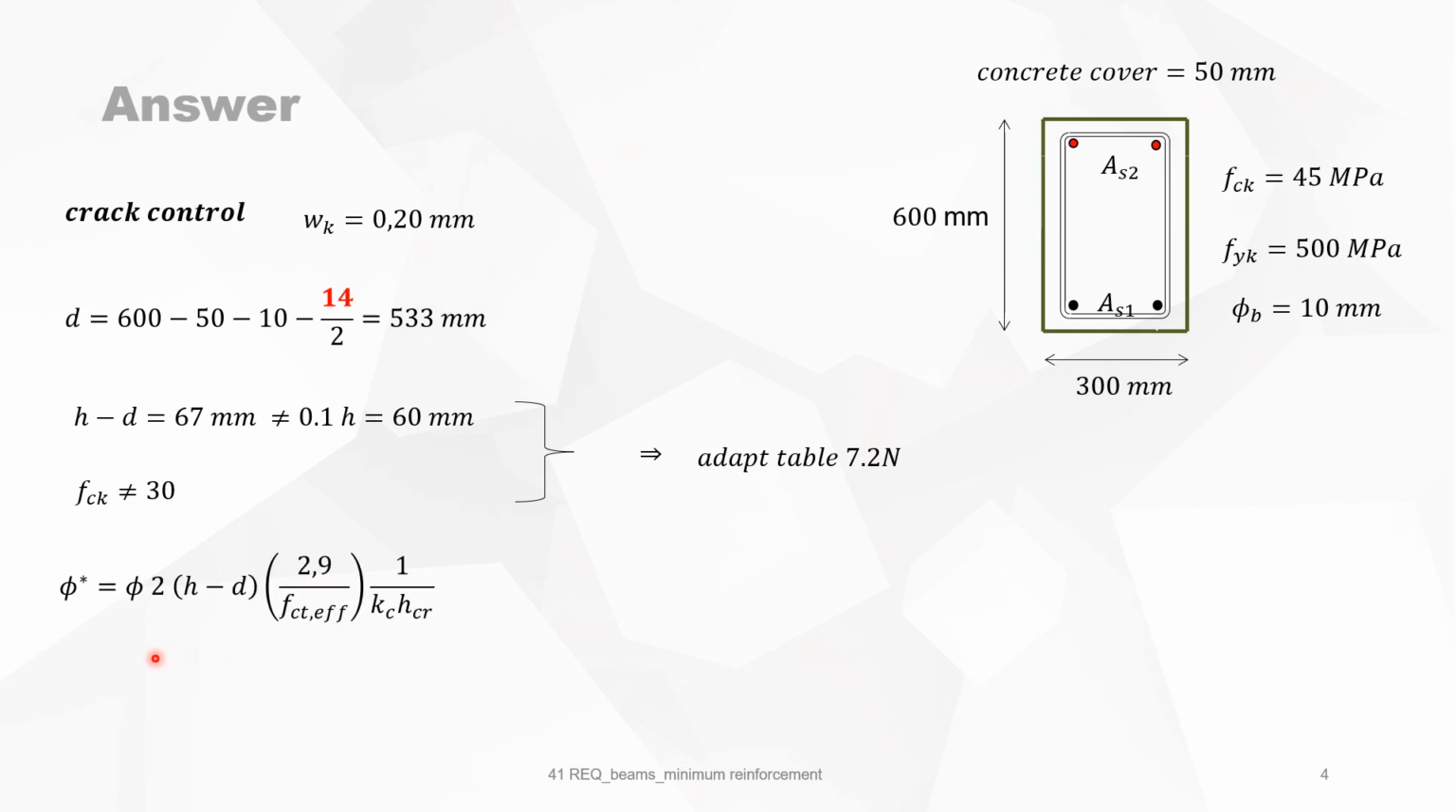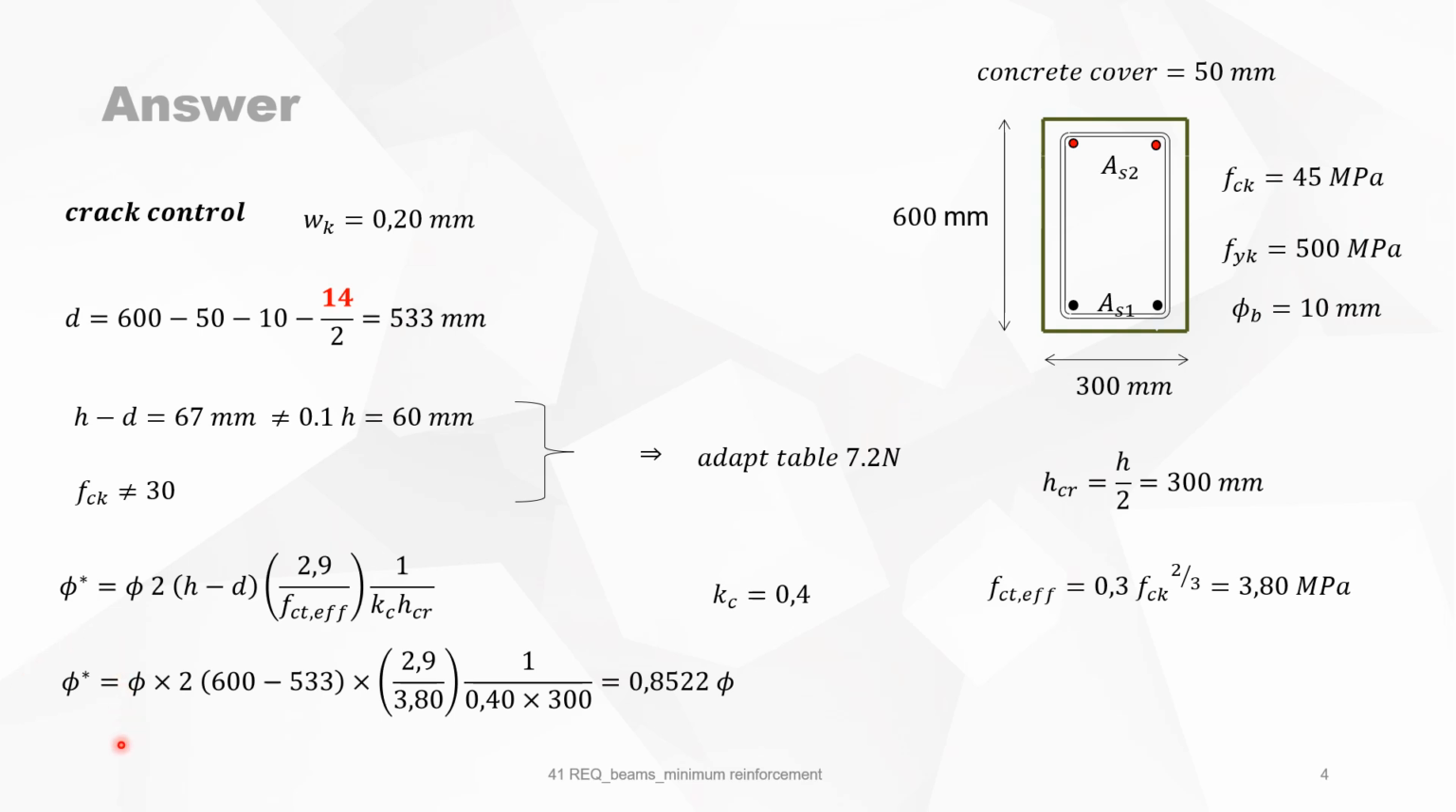We do that by multiplying the diameter with a certain factor. In this factor, kc, because it's bending, is 0.4. The critical section, because it is bending, is half of the section. h/2 is 300 millimeters. The fct,eff we take equal to fctm, which is 0.3 fck to the power 2/3, which gives you 3.8 megapascal.